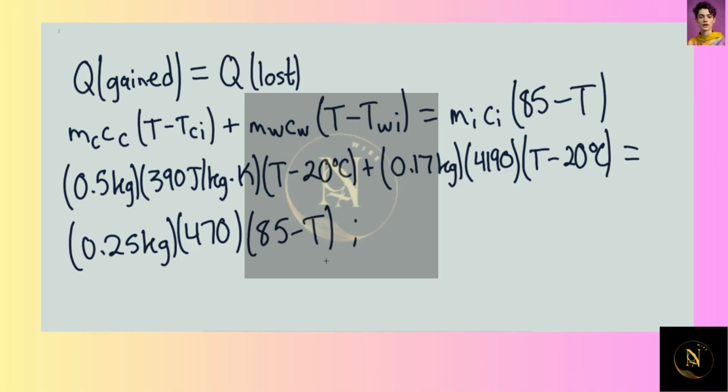And you can use the solve function in your TI 84, 85, or 89 in order to solve for T. Simply drop the units, and then essentially you can substitute T for X and just solve for X.